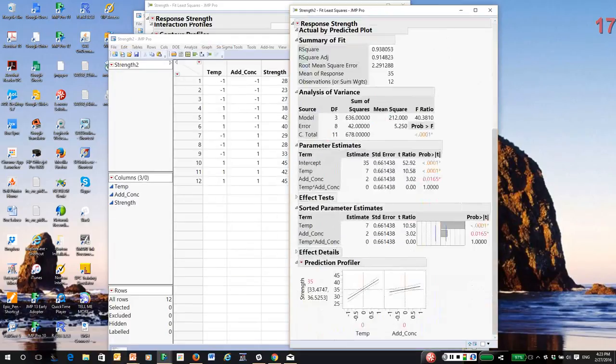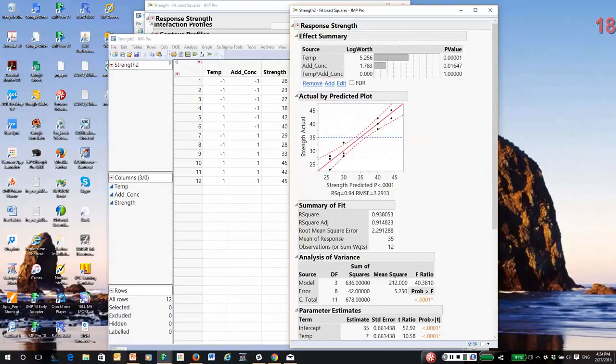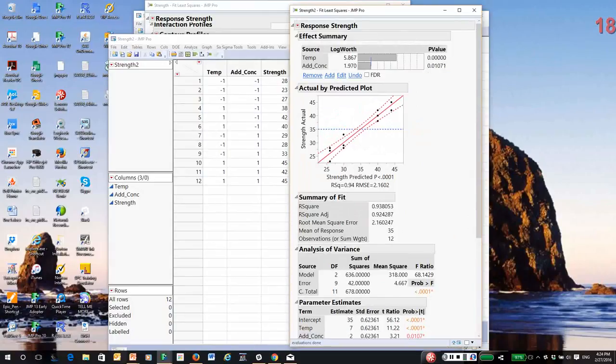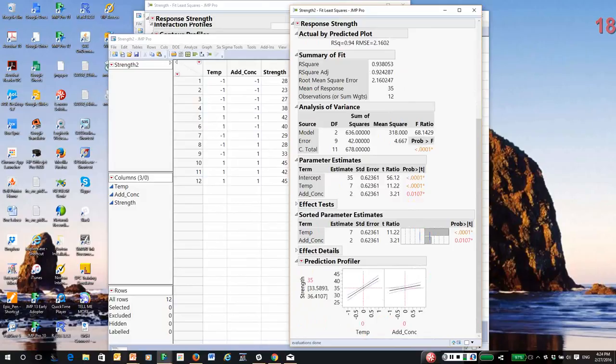Okay. This time, notice in the Parameter Estimates table, the t-test for the cross product is virtually zero with a p-value of 1, meaning there's no real interaction effect. In fact, we mathematically removed it, and I'm actually going to go up to the effect summary and remove the interaction. Okay, so this time notice that no matter where in the profiler I put additive concentration, notice carefully the slope of temperature doesn't change. Okay? And vice versa. If I change temperature, the slope of additive is unaffected because they do not interact.